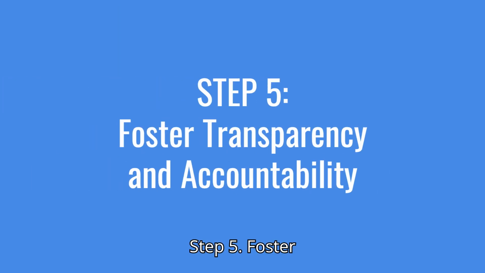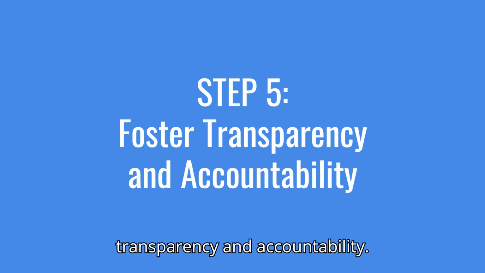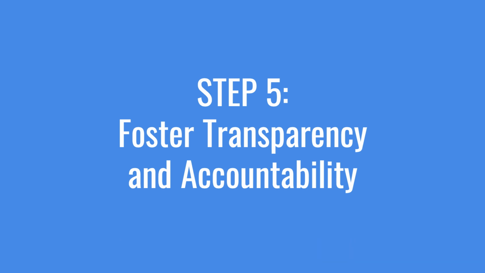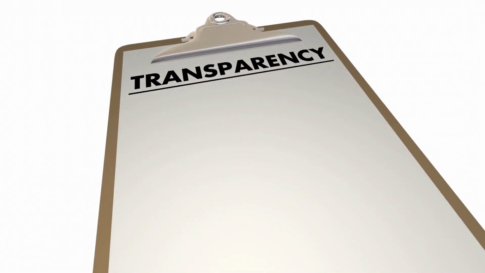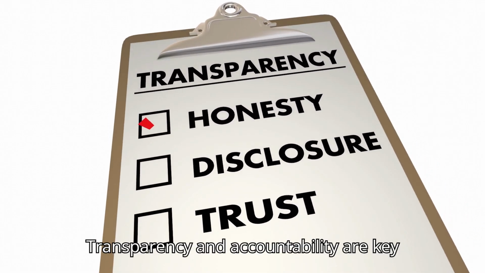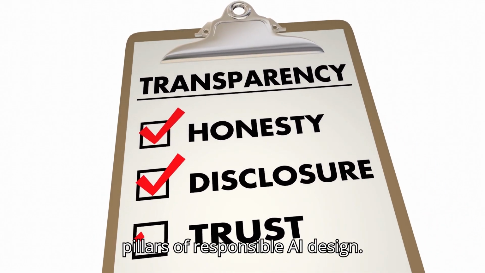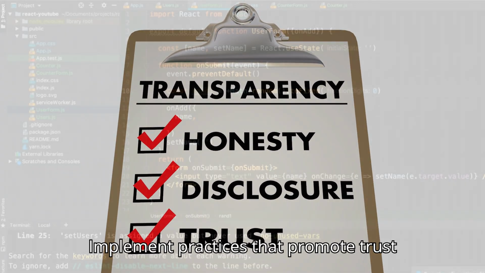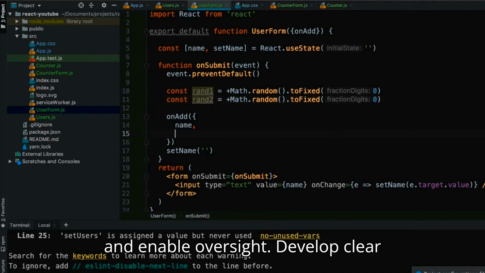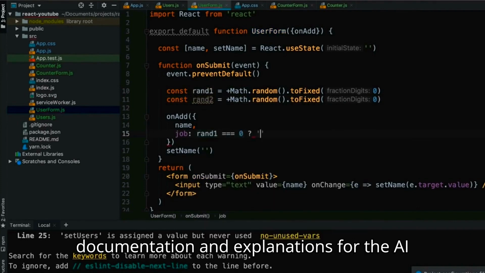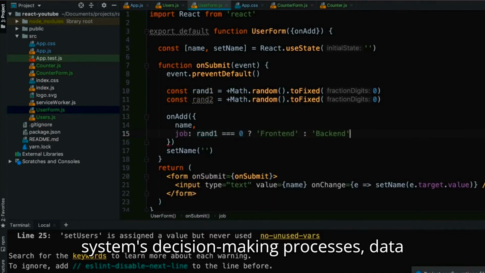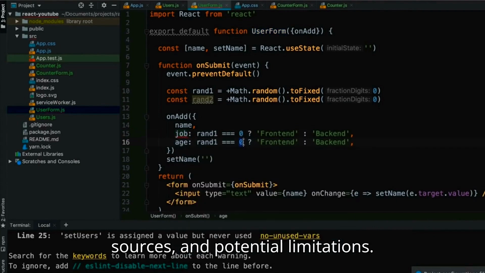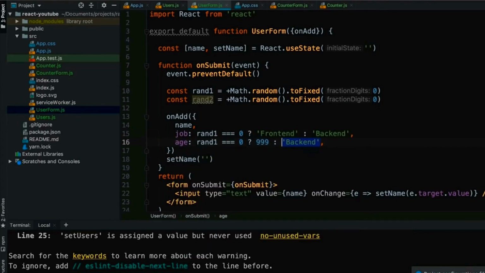Step 5. Foster transparency and accountability. Transparency and accountability are key pillars of responsible AI design. Implement practices that promote trust and enable oversight. Develop clear documentation and explanations for the AI system's decision-making processes, data sources, and potential limitations.